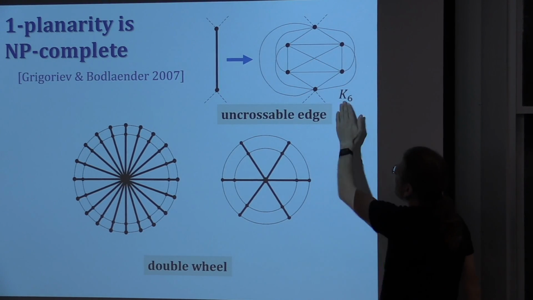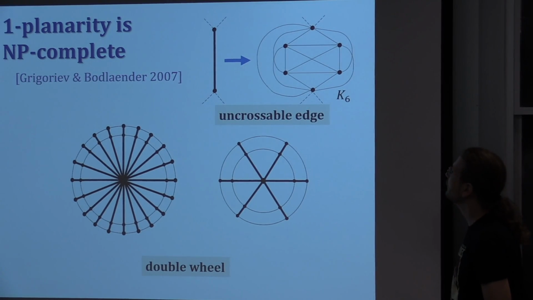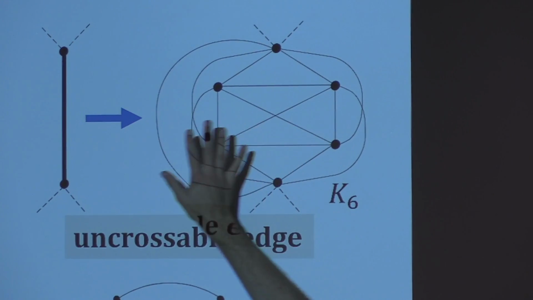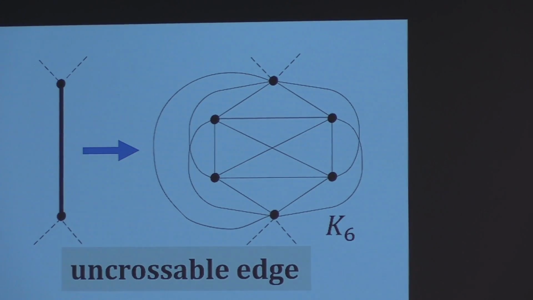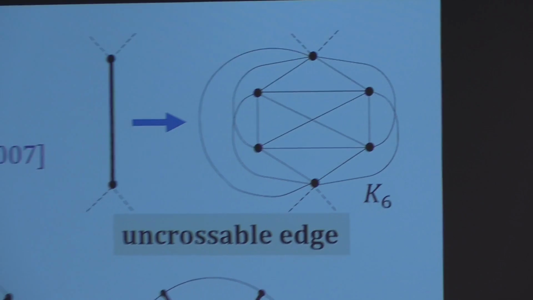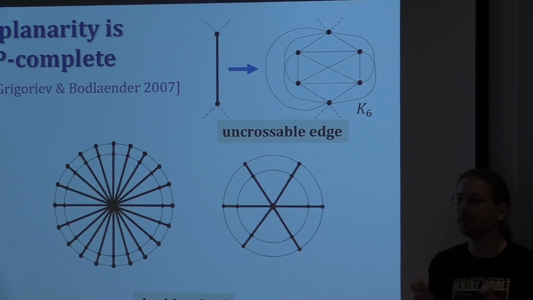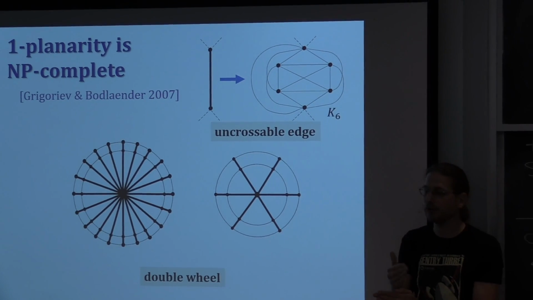Here's a gadget, which is the complete graph on 6 vertices, K6. The idea is that we're going to plug this in instead of a single bold edge. So wherever there's a bold edge here, what it really means is this gadget. This is meant to be an uncrossable edge, because usually an edge can take up to one crossing.